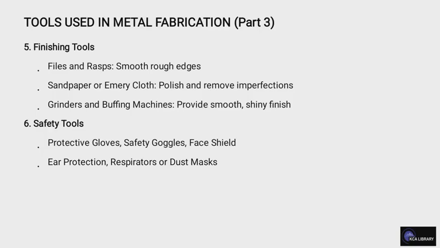We have the finishing tools, which include files and rasps that smooth rough edges. We have sandpaper or emery cloth, which polishes and also removes imperfections from metal. We have the grinder and buffing machines, which provide a smooth and shiny finish. The last group is the safety tools, and under this we have protective gloves, safety goggles, a face shield, ear protection, and a respirator or dust mask.